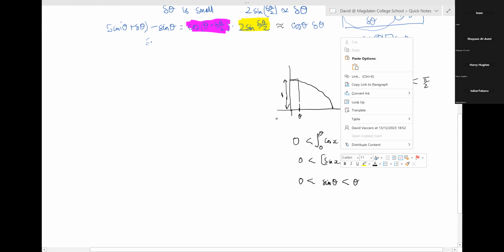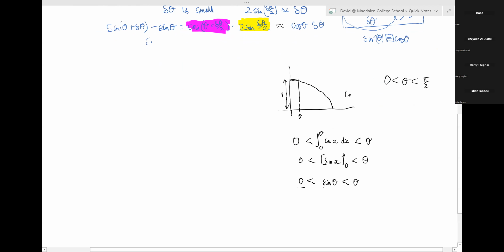Right. What I'm going to do next is integrate again. So I'm going to integrate these functions. I'm going to note that 0 is less than sine x is less than x. And now I'm going to integrate this between 0 and theta. So between 0 and theta, I get the integral of 0, which is just going to be 0, is less than the integral between 0 and theta of sine x, is less than the integral between 0 and theta of x.